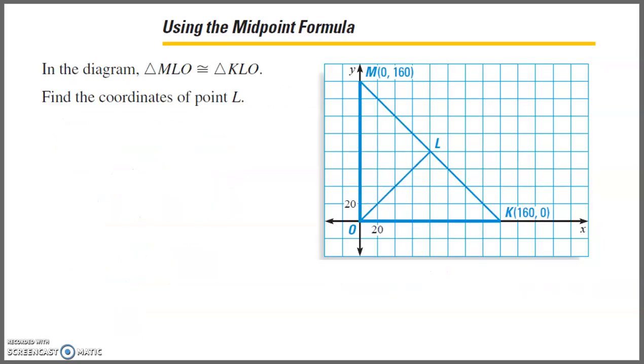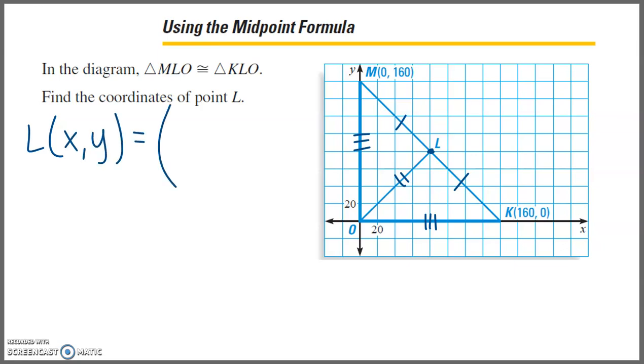Let's look at another example. In this diagram, we're going to find the coordinates of L, okay? Given that these are congruent triangles, right? So this piece is congruent to this piece. That piece is congruent to itself. And last but not least, those are congruent. So, if L is located right here, this would be the midpoint, right? It's directly in the middle of M and K. So let's calculate what L would be.